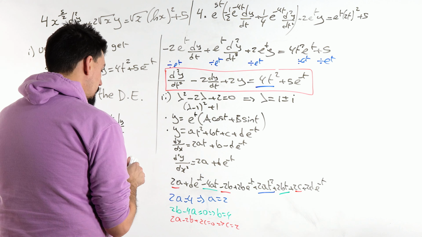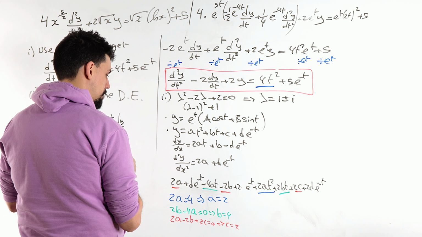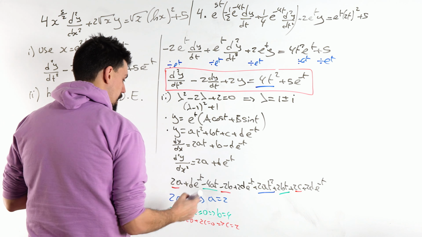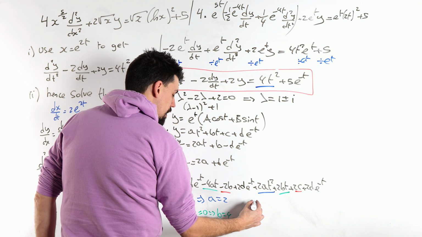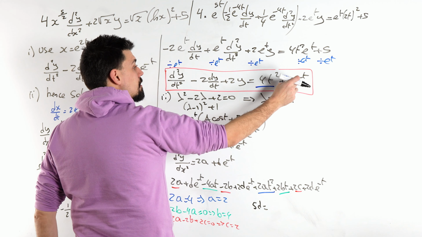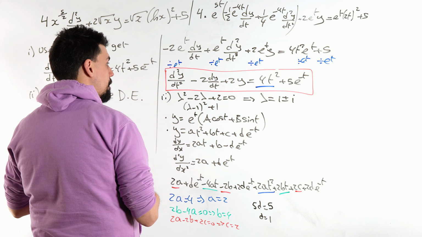And then finally, looking at the, that should be a d, shouldn't it? And finally, we look at the e to the minus t's. d, 2d, 5d needs to equal 5. So d is equal to 1.